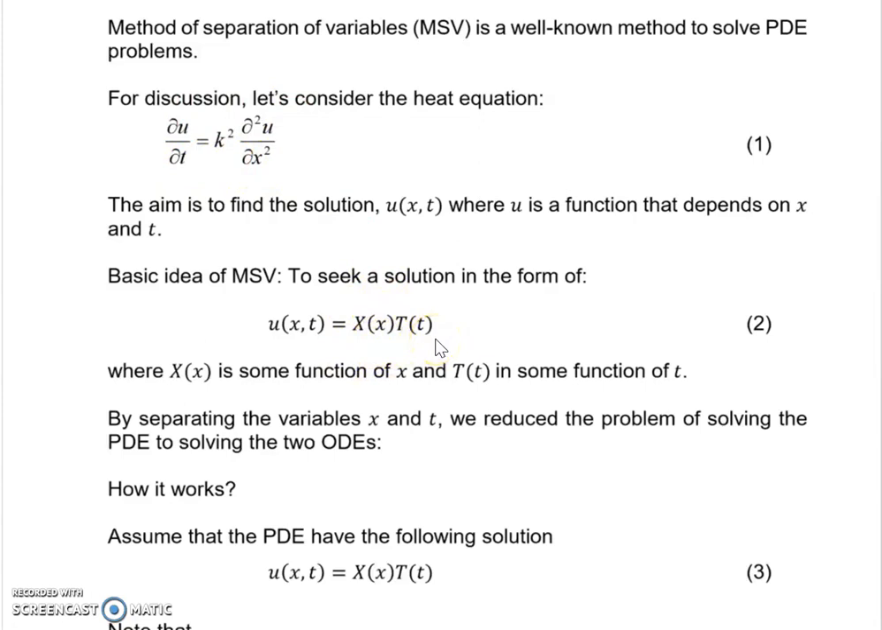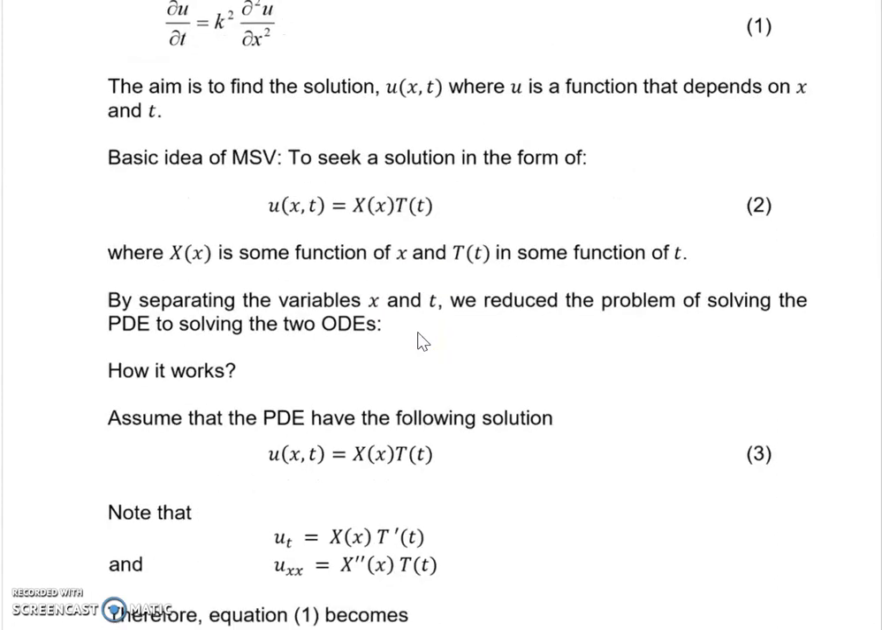The capital X here is a function of x, and the capital T here is a function of time. The small x is the spatial coordinate, and t, of course, is for time. By separating the variables x and t, we actually reduce the problem from a PDE to an ODE. So let's look at how it works.